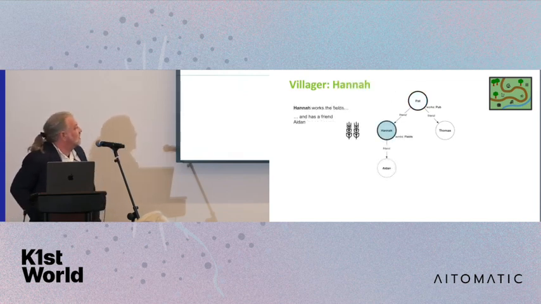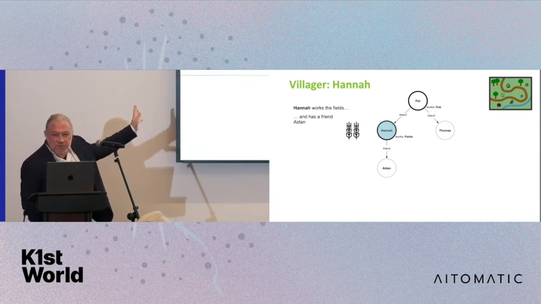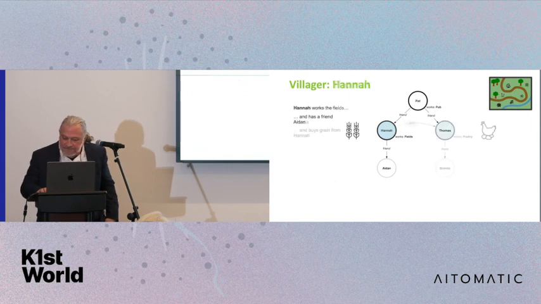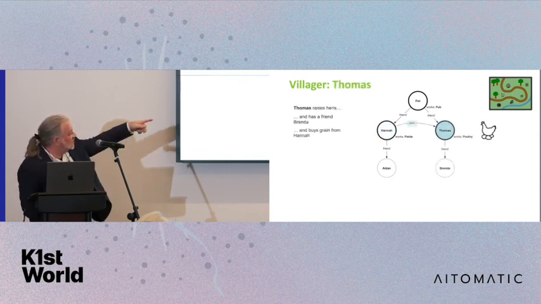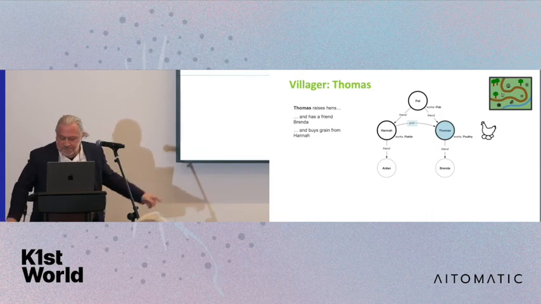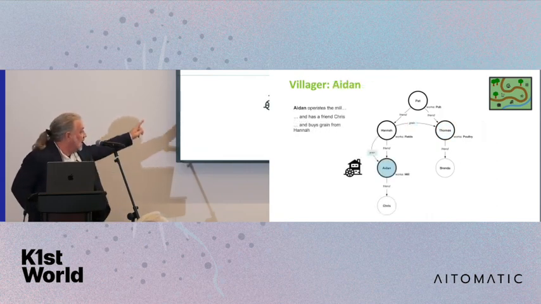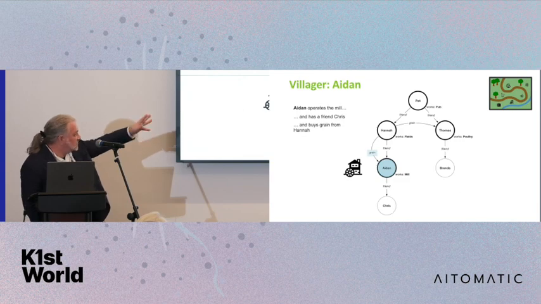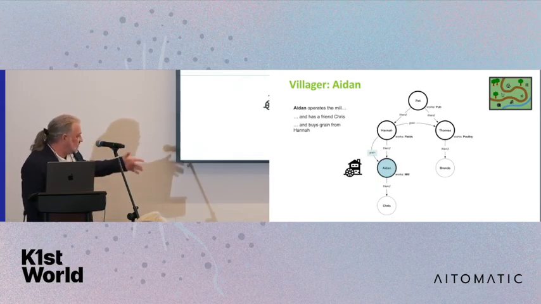And then Hannah works the fields, grows grain. Hannah has a friend, Hayden. And Thomas buys grain from Hannah. Thomas raises poultry, so eggs. And Thomas also has a friend, Brenda. And then Aiden, going back, works the mill. So the stream's running through the town, the mill grinds the grain, produces flour. Aiden has a friend, Chris.